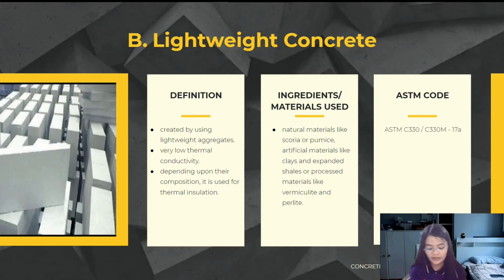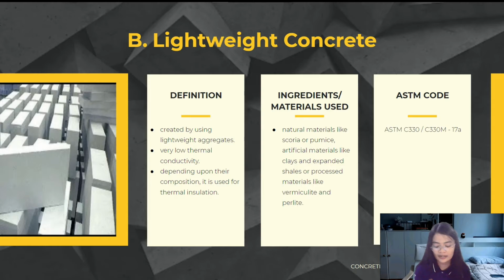The next type of concrete is the lightweight concrete. Any type of concrete having a density na mas mababa sa 1,920 kg per cubic meter is classified as lightweight concrete. It is called lightweight kasi ang mga aggregates na ginamit dito ay lightweight din, such as natural materials like pumice and scoria, artificial materials like expanded shales and clays, and processed materials like perlite and vermiculite.